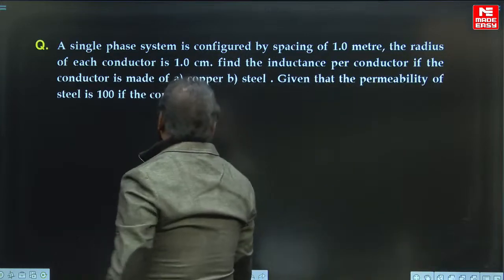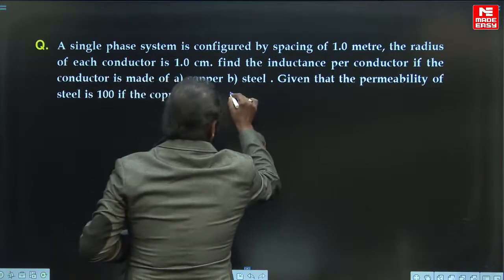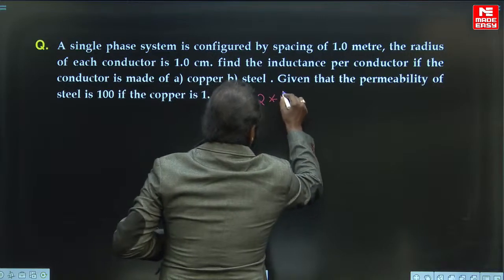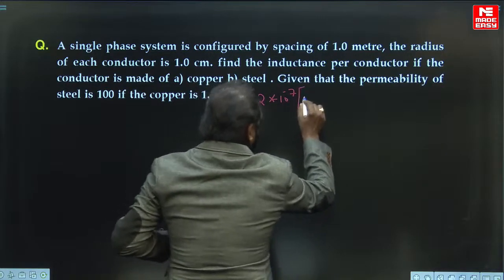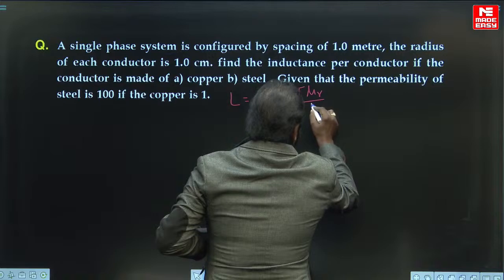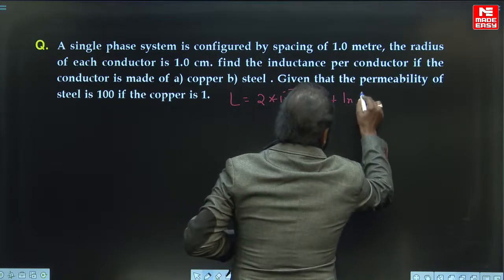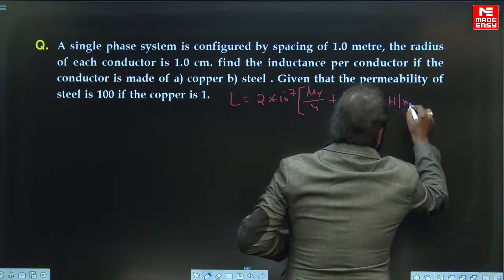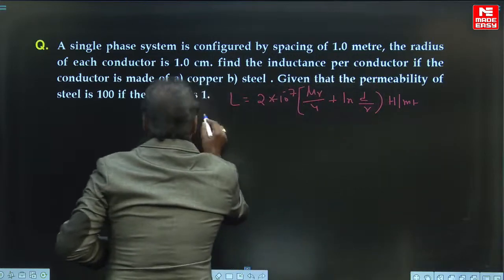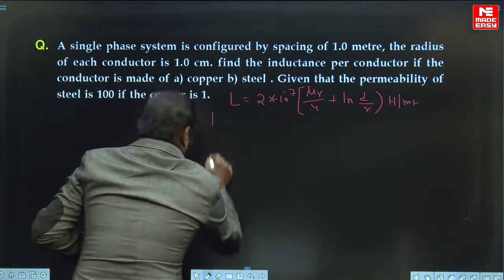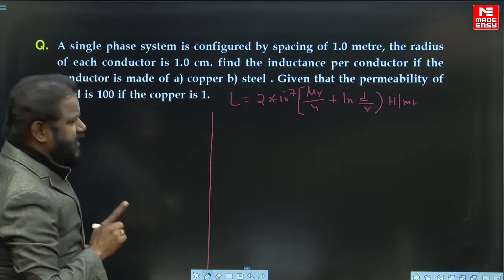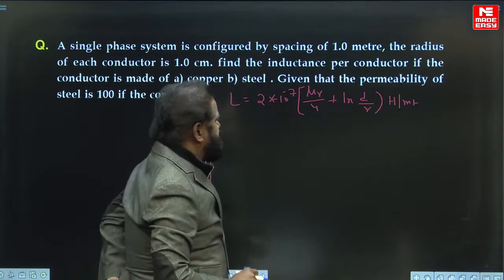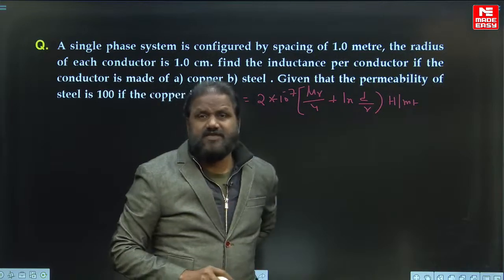Here, the inductance L can be estimated as 2 into 10 to the power of minus 7 of mu r by 4 plus ln d by r henries per meter. This is the formula given. Every textbook gives the formula in a different way: 2 into 10 to the power minus 7, 1 by 4 plus ln d by r. This has been given.